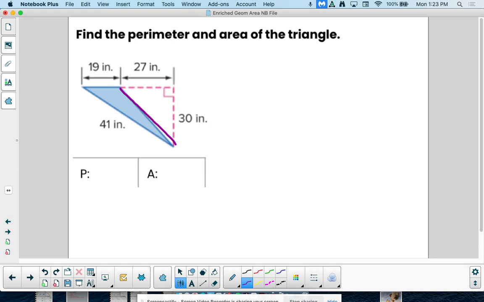This is still a right triangle. What would we use to find it? Pythagorean theorem. x squared equals 27 squared plus 30 squared.